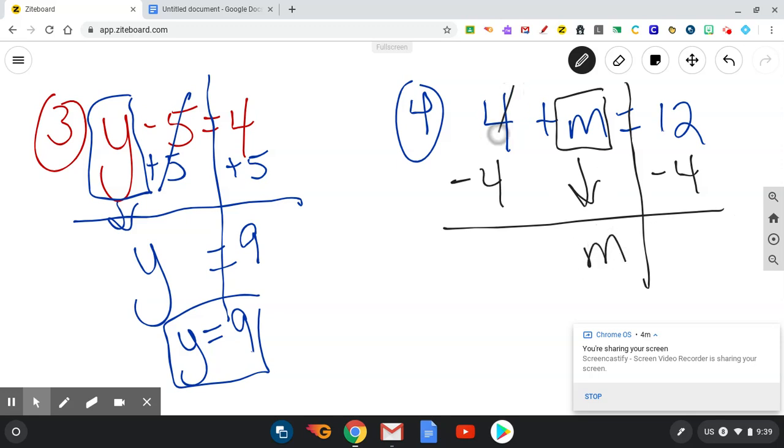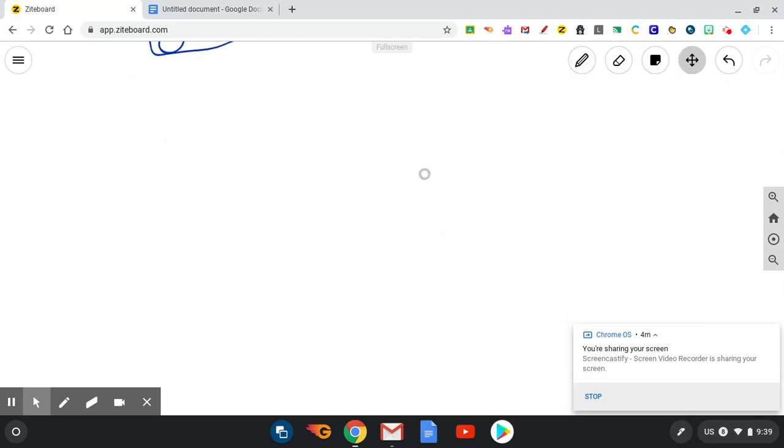Now I bring my m down. These are opposites, so they cancel. And now I'm left with 12 minus 4. Well, what is 12 minus 4? Okay. If you said that it's 8, you are correct. So m equals 8 is my final answer. Okay. All right. Let's look at a couple more if we can.